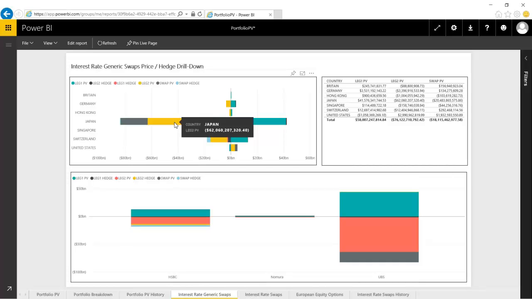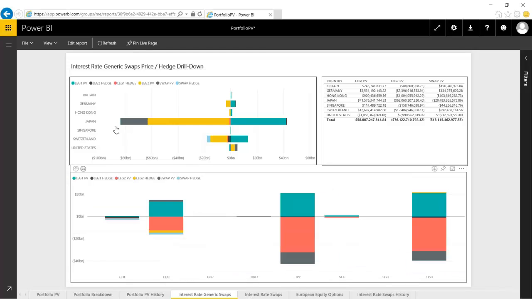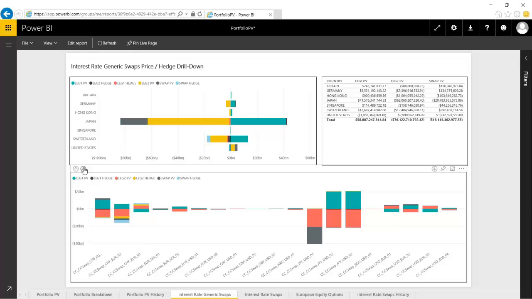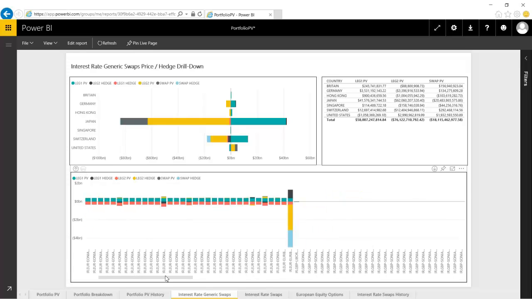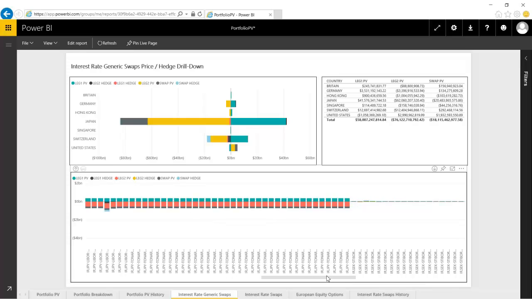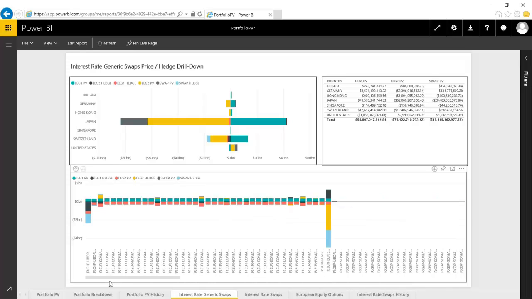So if we look at Japan, we can see how for the interest rate generic swaps, how much leg 1 PV was, leg 2 hedge, leg 2 PV, swap PV and swap hedge. So we can see those risk statistics in terms of how much money was involved. We can actually see the types of currency for each trade, and then going down further we can actually see the risk values for the actual trades themselves, and finally we can actually see the risk values for each of the individual instruments that actually form that trade.